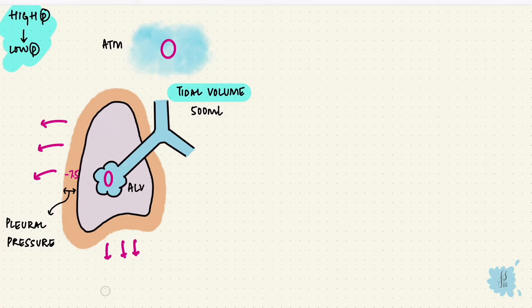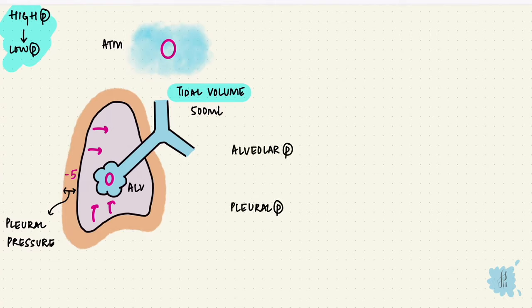For expiration, which is passive, the lungs recoil, and the alveolar pressure becomes positive at plus 1. So the gradient has reversed, and air leaves the lungs. The pleural pressure goes back up to minus 5. And the alveolar pressure comes back to zero, and we're at rest again. So at rest, the alveolar pressure is zero, and the pleural pressure is minus 5. During inspiration, alveolar pressure goes down to minus 1 and comes back to zero. Pleural pressure goes down to minus 7.5. During expiration, the alveolar pressure increases to plus 1 and comes back to 0, and the pleural pressure returns to minus 5.